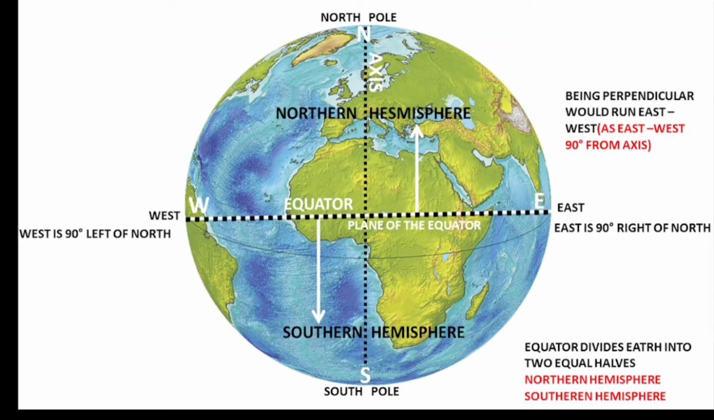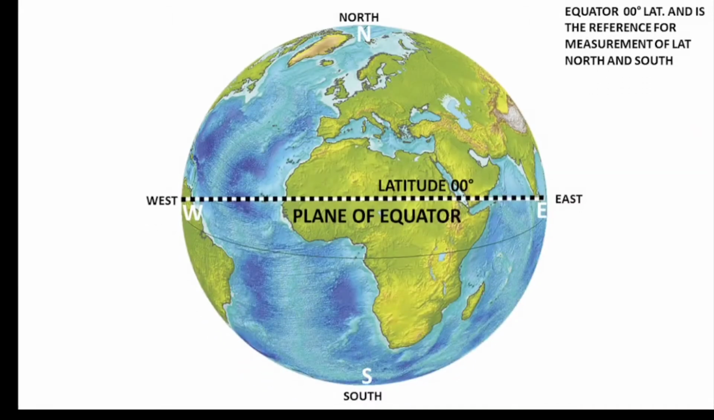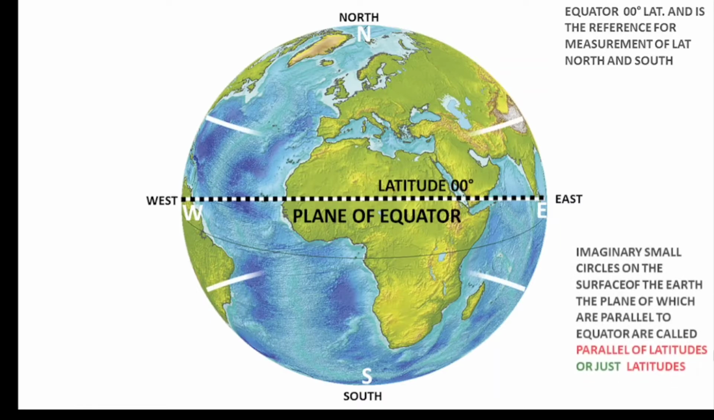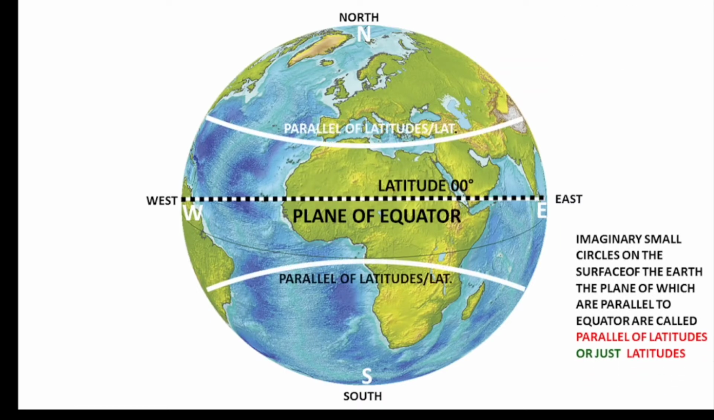It divides the earth into two equal halves. That's your northern hemisphere and southern hemisphere. The equator is taken as 0 degrees latitude, which is the reference for measurement of our latitudes, north or south. And other imaginary circles which we draw, small circles parallel to the equator, are called parallels of latitude or simply latitudes.